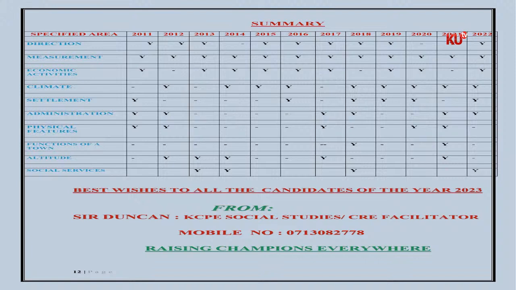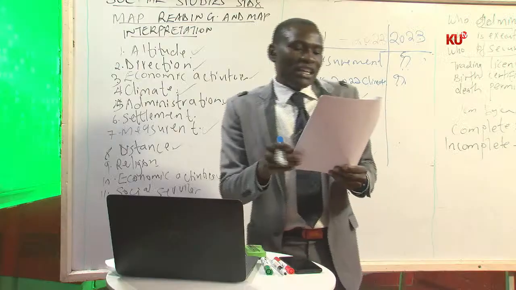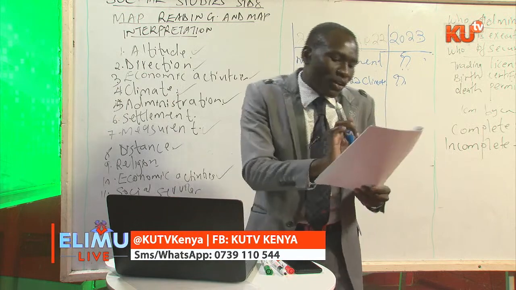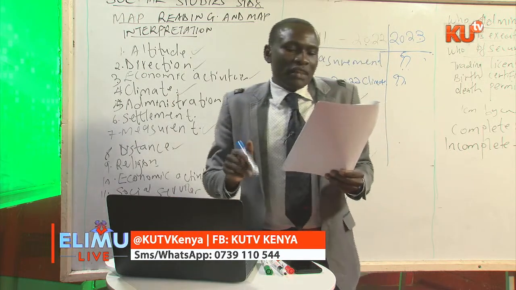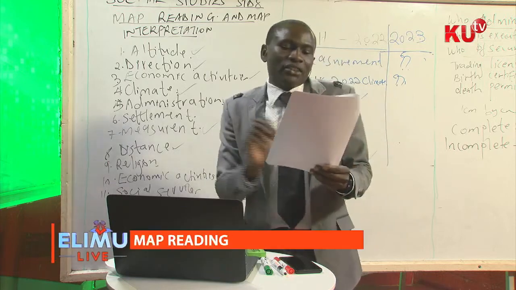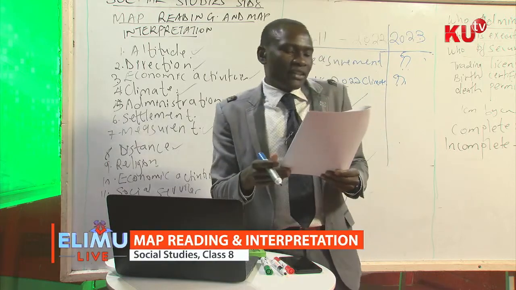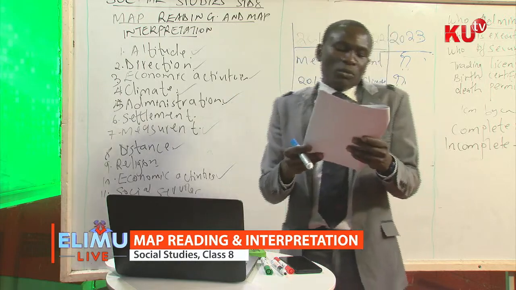On physical features, we only had 2011 and 2012. Then from there, it also collapsed up to 2016. Then it appeared 1 year. Then from there, you will find out that those questions have also been set. Then functions of a town is an area that is most commonly examined.